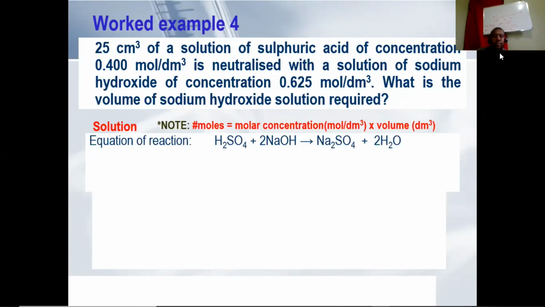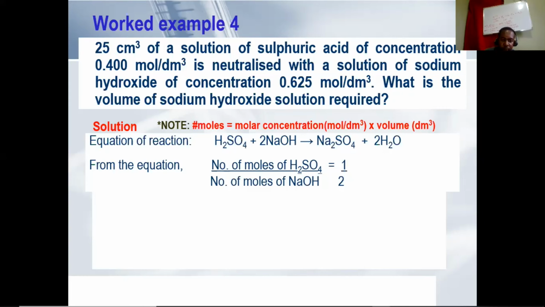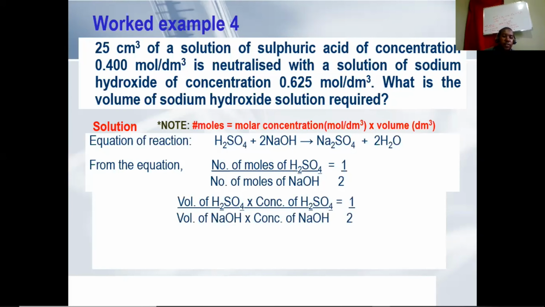All right, so remember the first thing would be to have our equation, right? And our equation would be H2SO4 plus 2 NaOH to give us Na2SO4 plus 2 H2O, right? So we have our equation there, and we're given both the concentration of sulfuric acid as well as the concentration of NaOH. So the number of moles of sulfuric acid to NaOH is a 1:2 ratio, right? So we have the volume of H2SO4 times concentration over the volume of NaOH times concentration, based on the ratio of their moles, right?